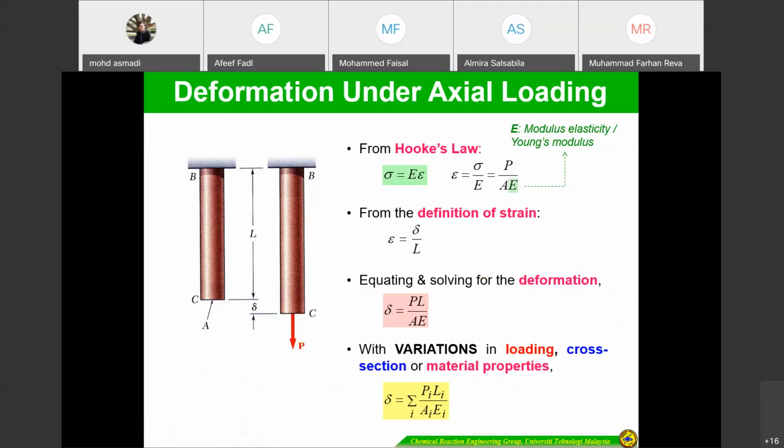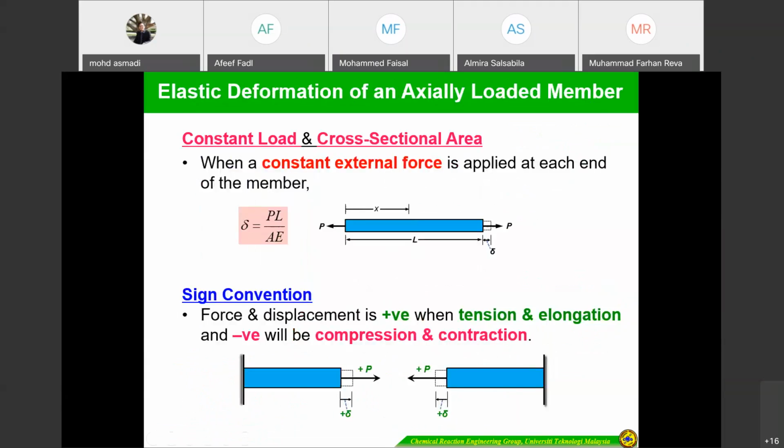Okay, so let's see the sign conventions as well as the direction. If you look at here, when the constant external force is applied at each end of the member, sigma equals PL divided by AE. This is for the homogeneous rod or material. Look at here, this is the deflection.